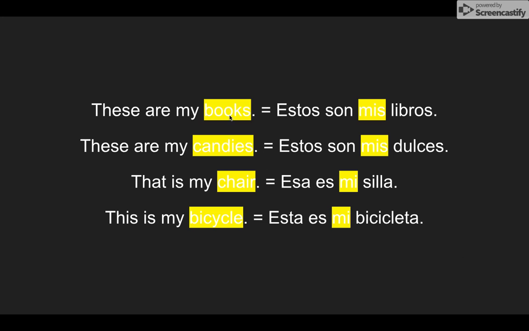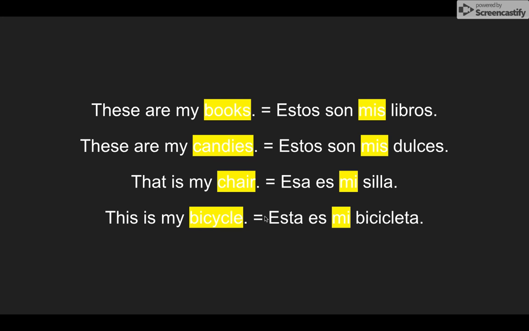So these are my books. Estos son mis libros. It's going to be plural because we're talking about more than one person, place, or thing that we're owning. These are my candies. Estos son mis dulces. Again, it's going to be plural because we're possessing more than one candy. That is my chair. Esa es mi silla. We're going to go with the singular possessive pronoun because we are only possessing one item, which is the chair.